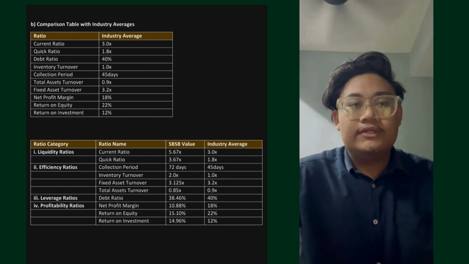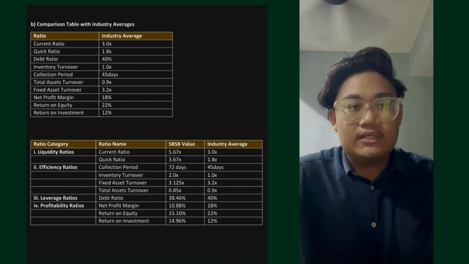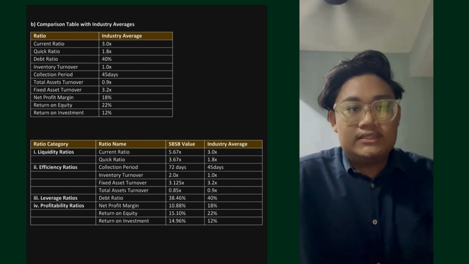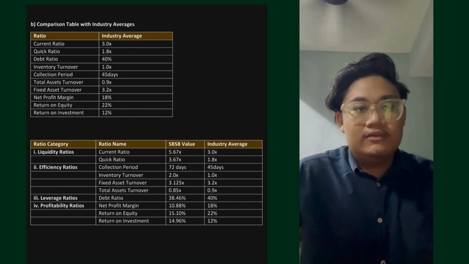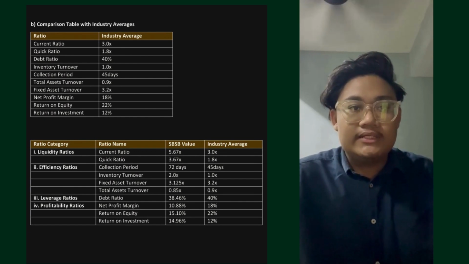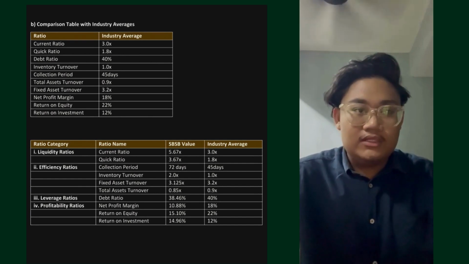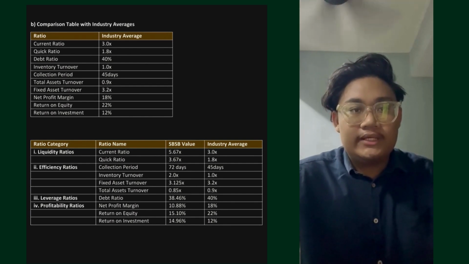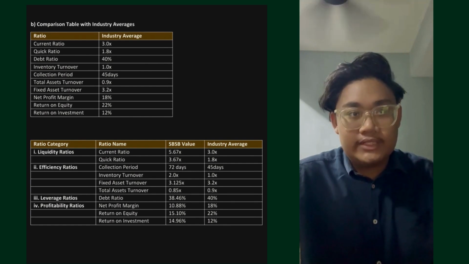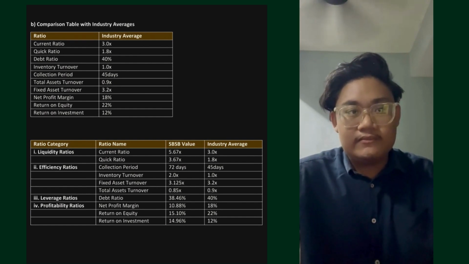Good morning. Today I will be comparing the SBSB values with the industry average. Firstly is the current ratio. Current ratio is 5.67 for SBSB, while the industry is 3.0. So it means it has been achieved. For quick ratio 3.67, while the industry is 1.8, also achieved. But for collection period, it took 72 days for SBSB, while the industry average is only 45 days.